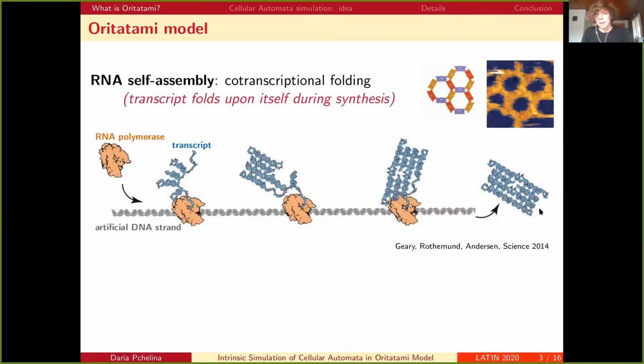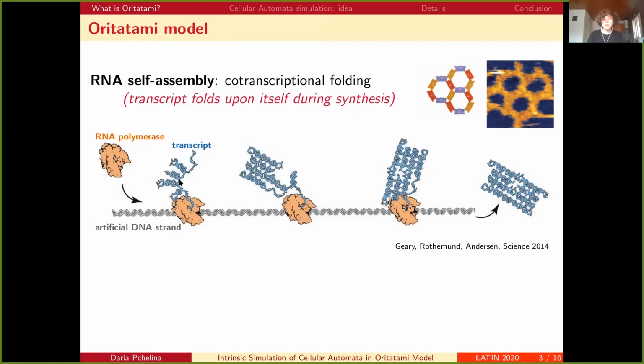RNA self-assembly is like a greedy algorithm because the molecule is folding directly while being synthesized. More precisely, it happens like this. We have an artificial DNA strand, gray here, and the RNA polymerase is walking on this strand, producing its copy called the transcript, blue, this one. And the transcript is folding upon itself immediately after being produced. That's why this folding is called cotranscriptional.